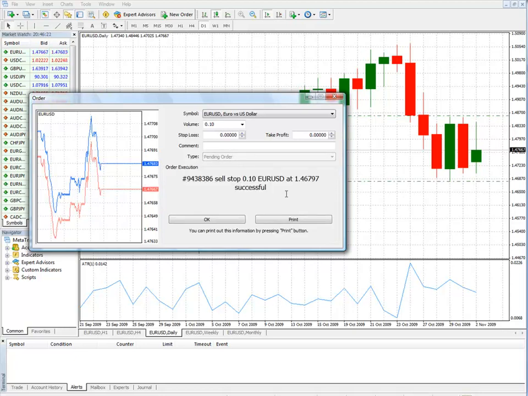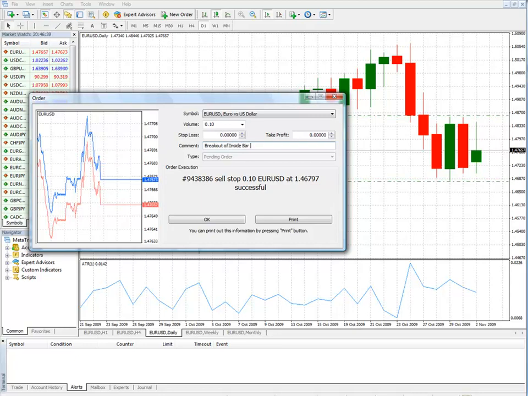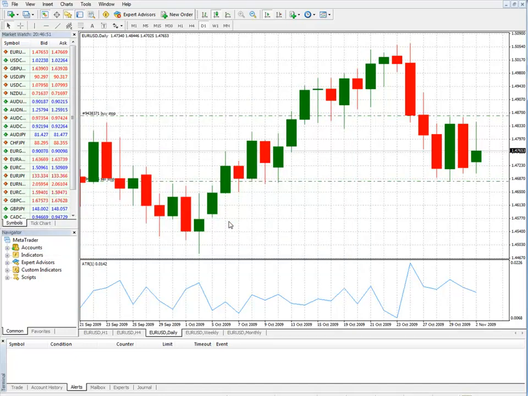All right. So let's put a comment in here. Let's call it breakout of inside bar low.